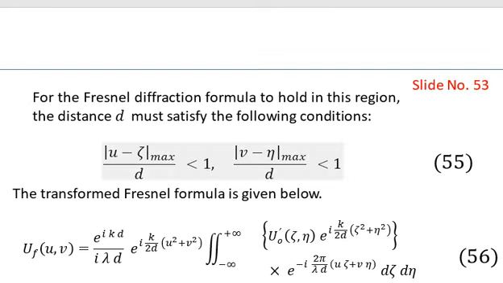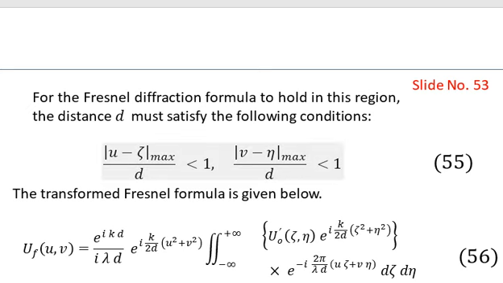But you know that the distance d over there, as I have shown you just a minute ago, must satisfy the conditions given in equation number 55, enabling us to apply the Fresnel formula. So for the Fresnel diffraction formula to hold in the region after the input object and before the Fourier plane, D must satisfy these two conditions.